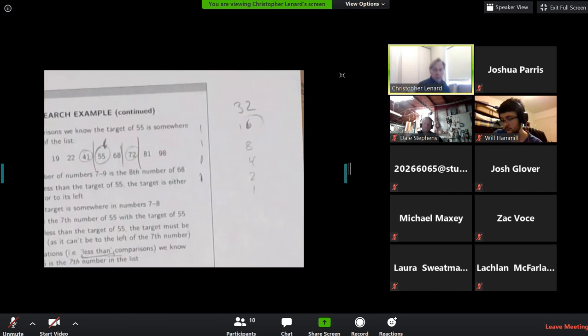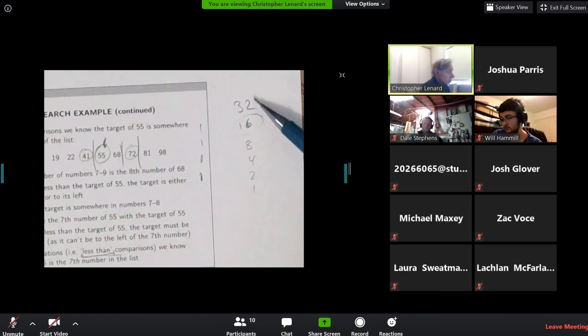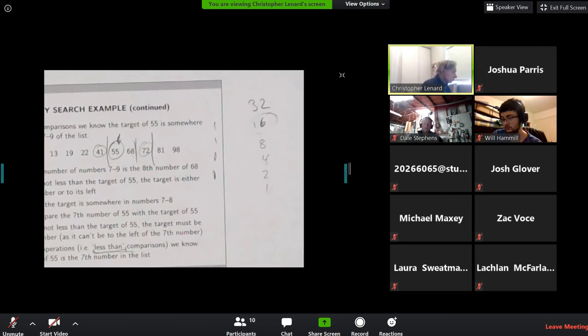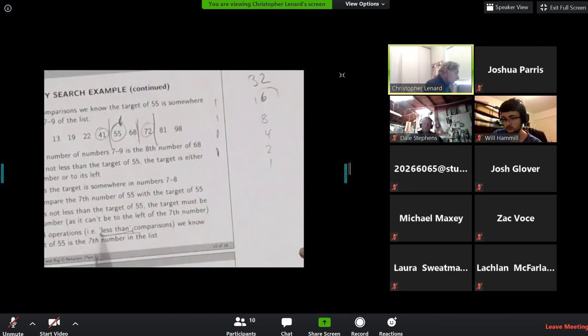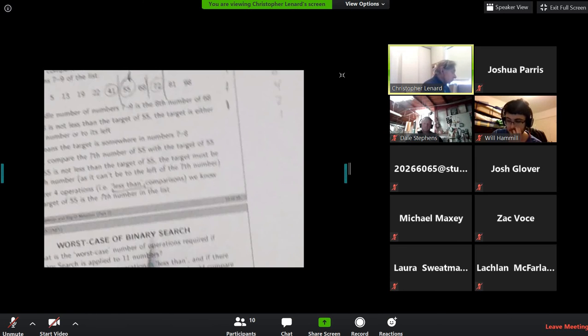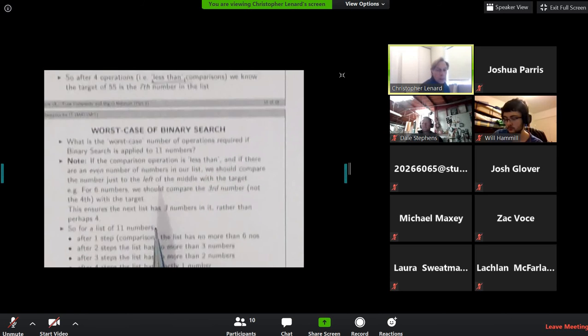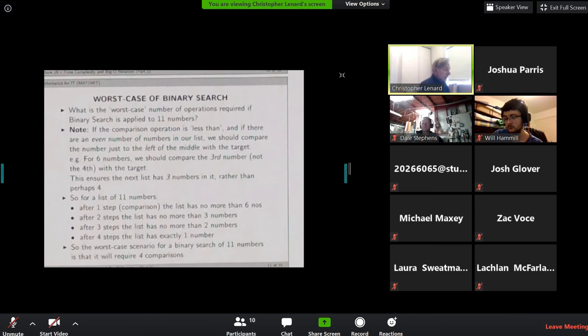And halving the list at each step is really just one comparison. So if you've got 32 things, you've effectively got 1, 2, 3, 4, 5, 6 comparisons to make. So that's a specific example, but go back to our general principle.